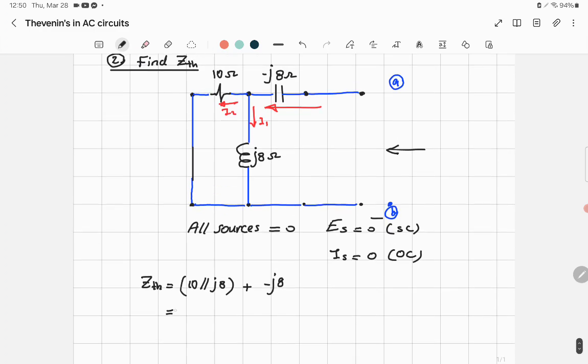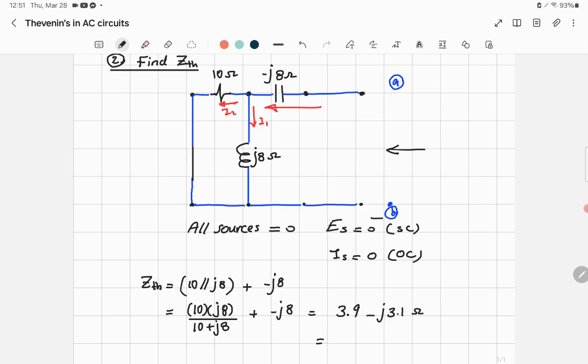So how to find the parallel? You multiply the product over the sum, and then you add minus J8. Doing that on the calculator, you will get the value for the impedance, which is equal to 3.9 minus J3.1 ohm.